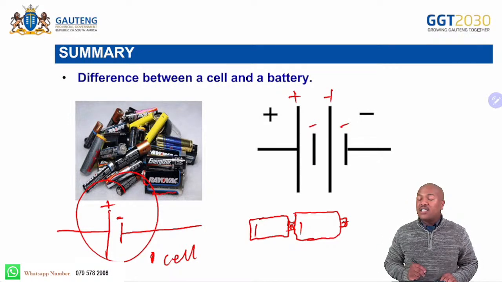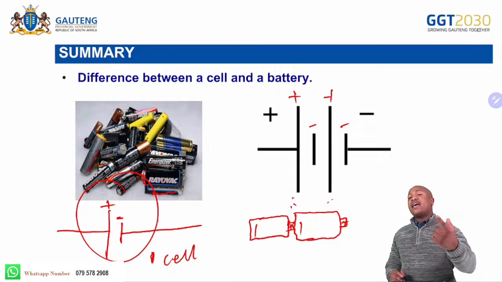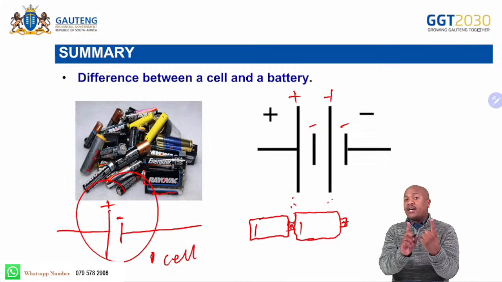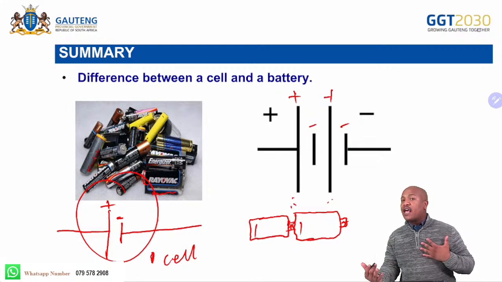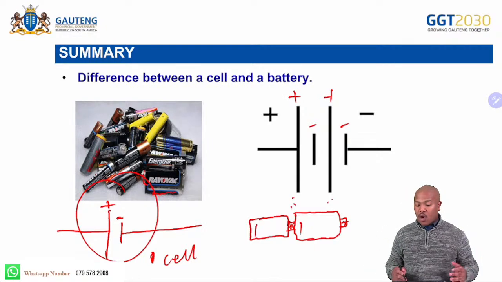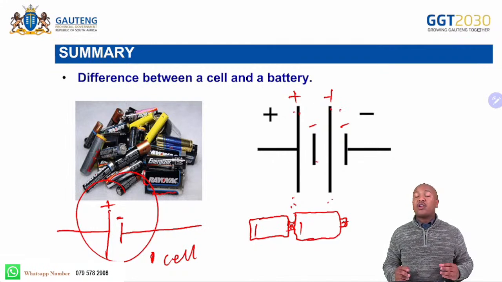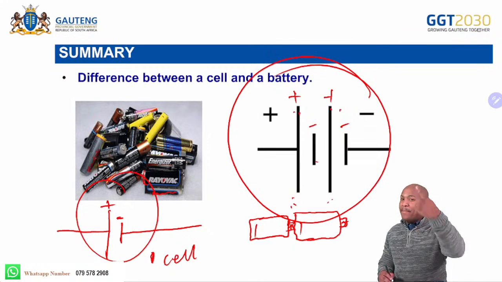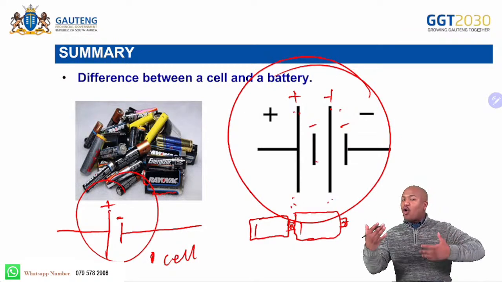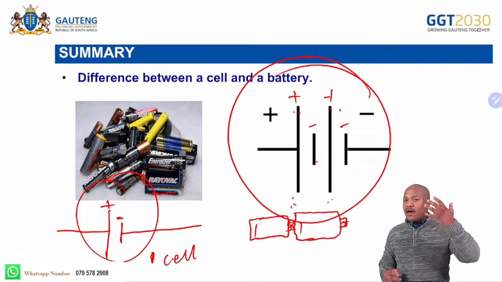Just to remind you, I told you that one cell has one long line and one short line. That is one cell. So now if you count here, how many long lines and how many short lines do we have? We have two of each. Two long lines and two short lines. Therefore, it stands for one battery. Now it is two or more cells in this system and it stands for one battery.